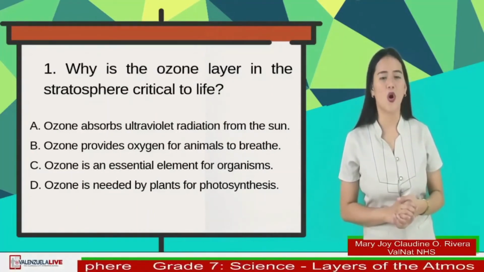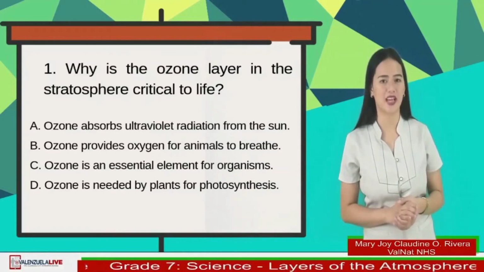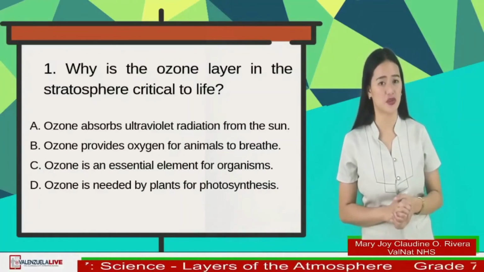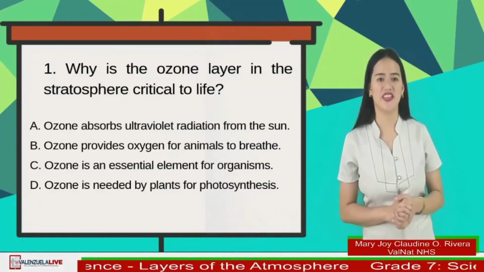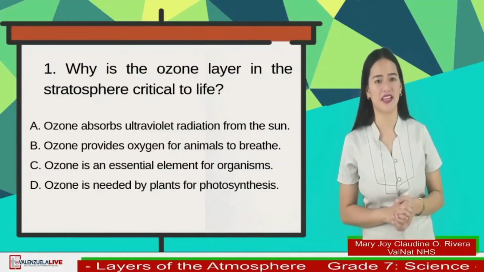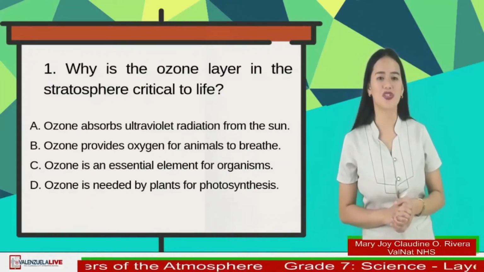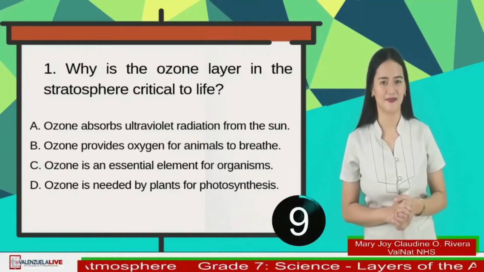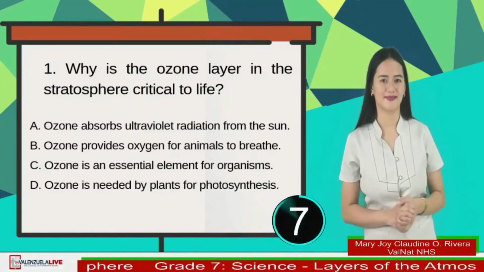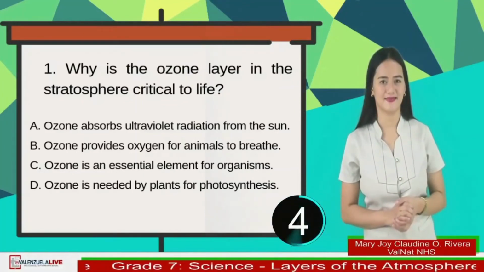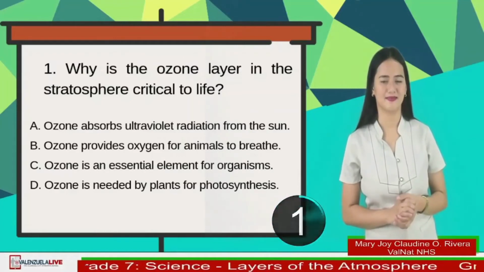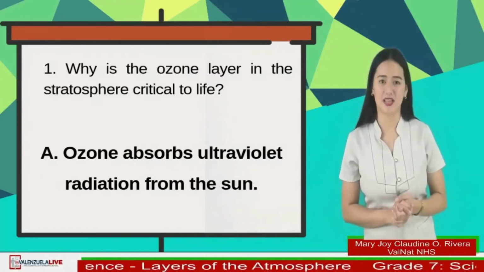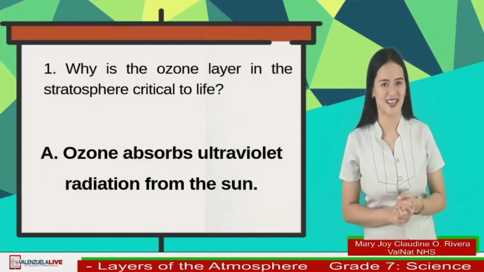Is it A. Ozone absorbs ultraviolet radiation from the sun? B. Ozone provides oxygen for animals to breathe? C. Ozone is an essential element for organisms? Or letter D. Ozone is needed by plants for photosynthesis? Awesome! The ozone layer is critical to life because it absorbs UV rays from the sun.